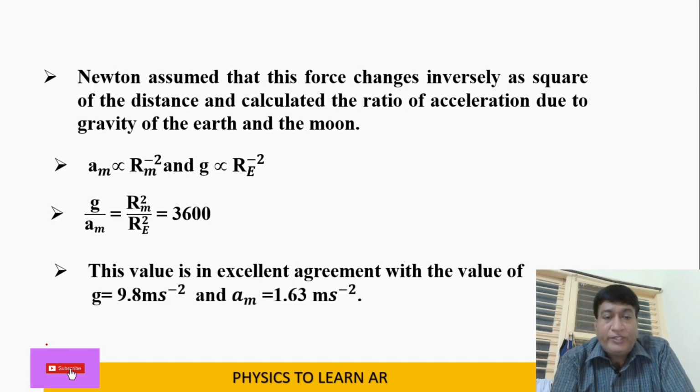This value is in excellent agreement with the value of g we know, which is 9.8 meter per second square, and the acceleration of the moon we have taken, which is 1.63 meter per second square.